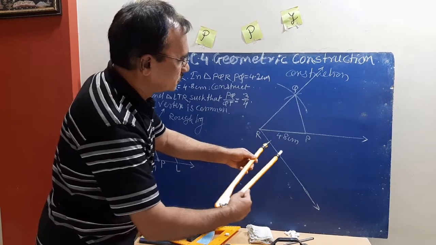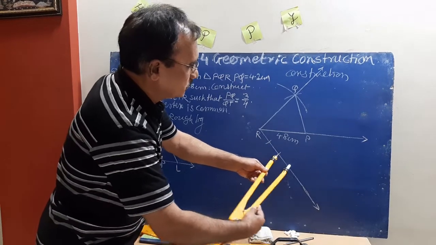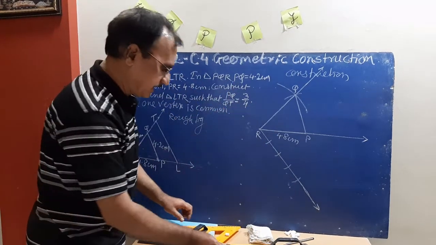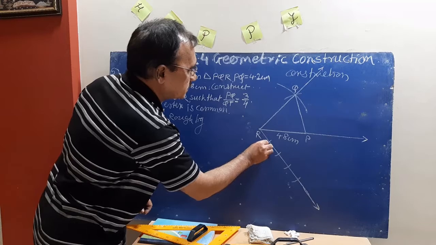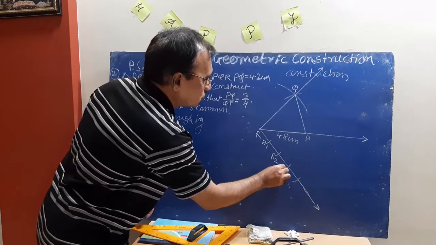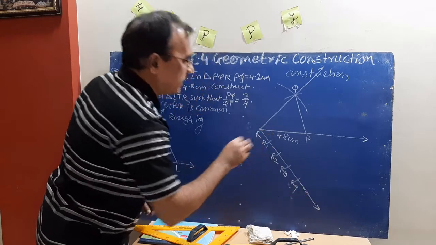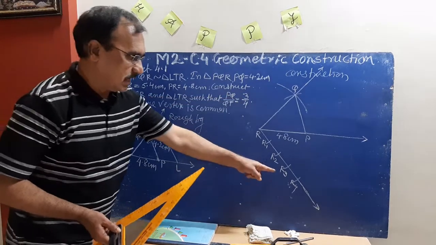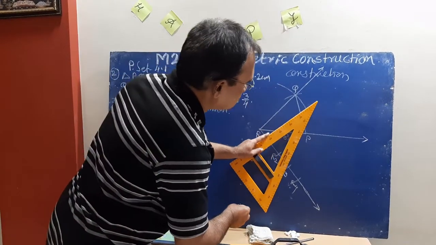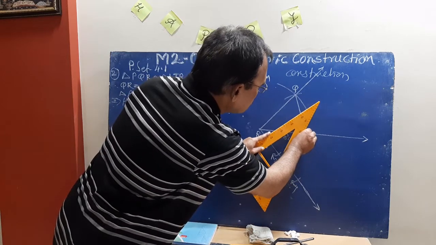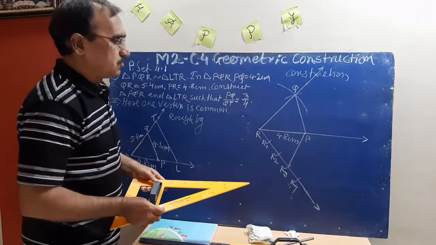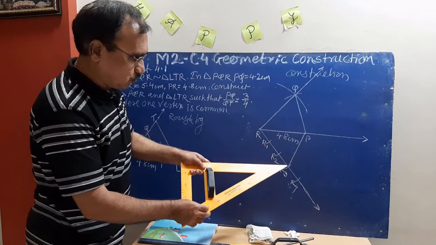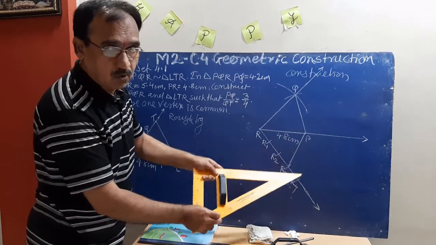1, 2, 3 and 4. This is a convenient radius, called R1, R2, R3 and R4. Then join R3 to P, PR3. Then we have to draw a line parallel to PR3 passing through R4.